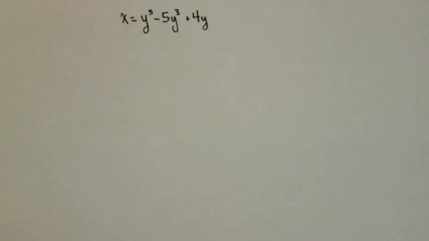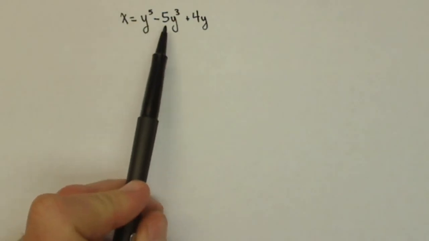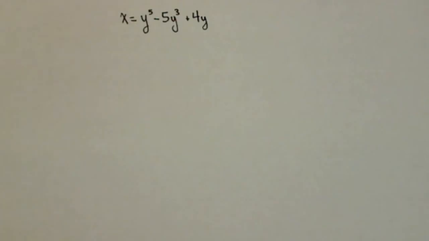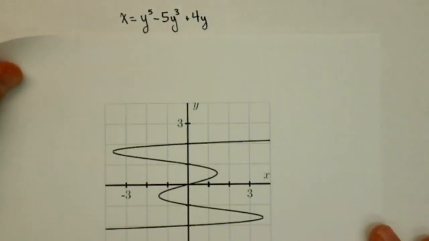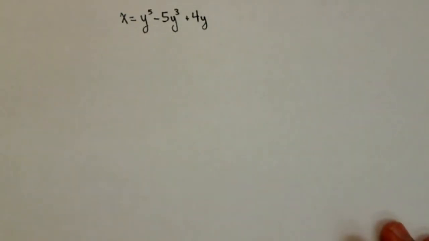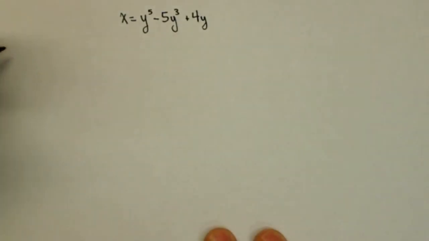In this video, we're going to use implicit differentiation to look at the tangent lines to the graph x equals y to the fifth minus 5y cubed plus 4y. First off, this cannot be written as an explicit function of x because it can't be solved for y. And if we look at the graph, we can see it clearly does not pass the vertical line test in multiple points. So what we're going to use is implicit differentiation to determine a formula for the derivative.